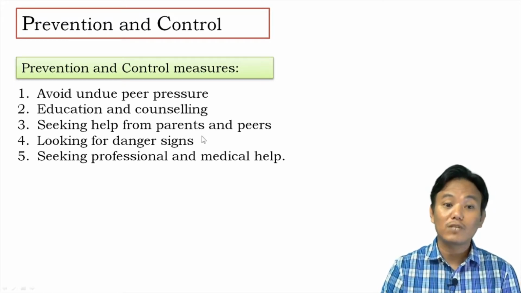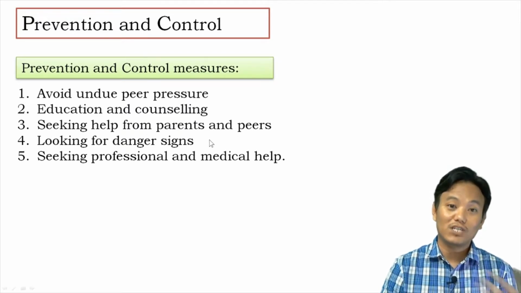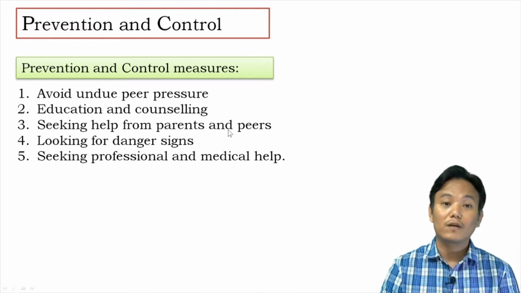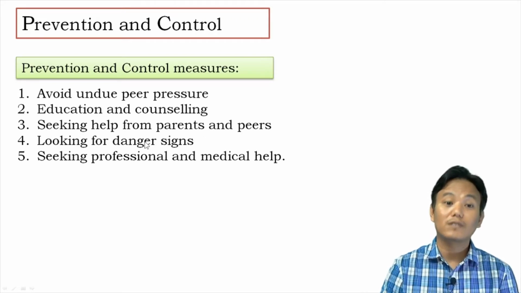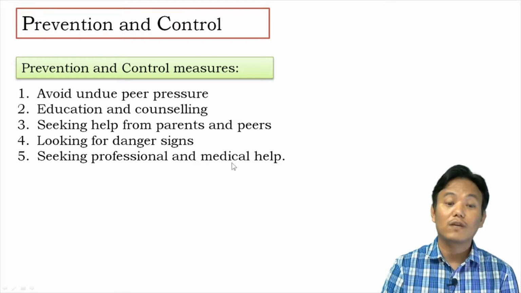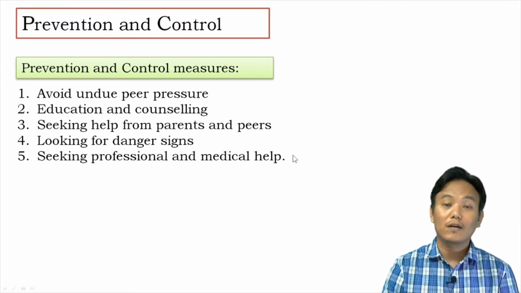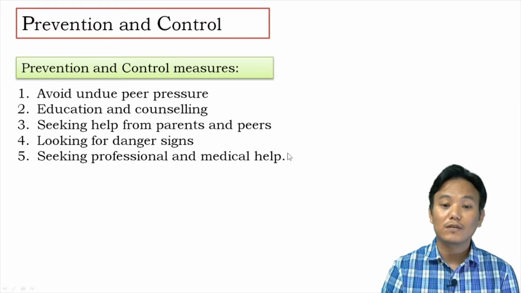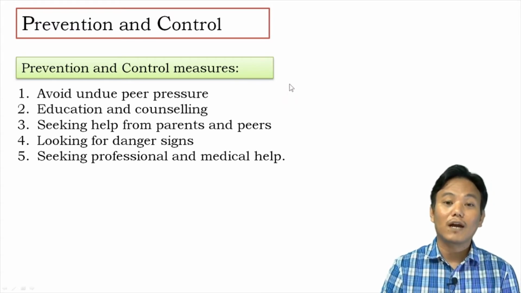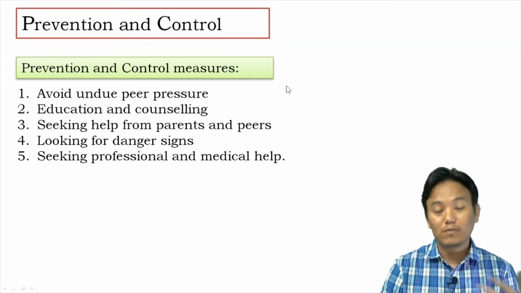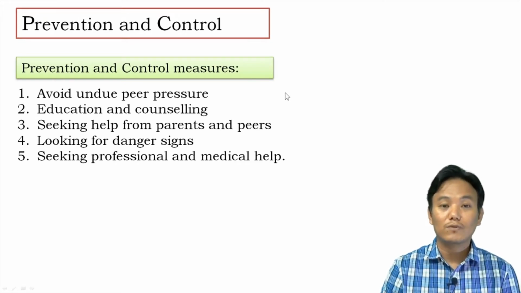For example, looking for danger signs. Parents, teachers, friends, all of us should look for the danger signs that we have discussed before regarding substance abuse, and if we find those danger signs, we should seek help. We can seek help from the parents and peers. We can seek help from professional psychologists, psychiatrists. We can also seek medical help. We can admit a person to a rehabilitation center. If all these prevention and control measures are taken, we can make sure that a person can live a healthy life, and the person can stay away from drug abuse.